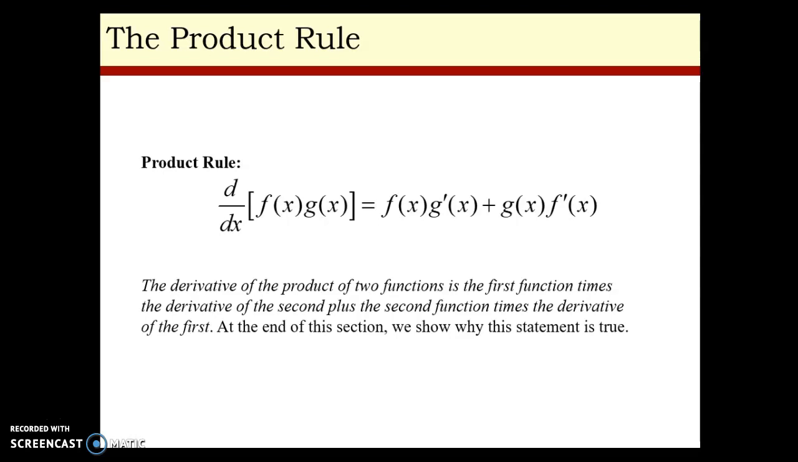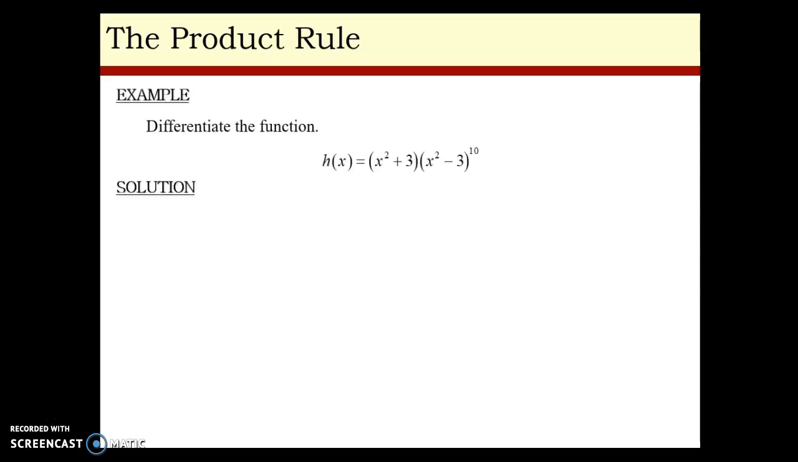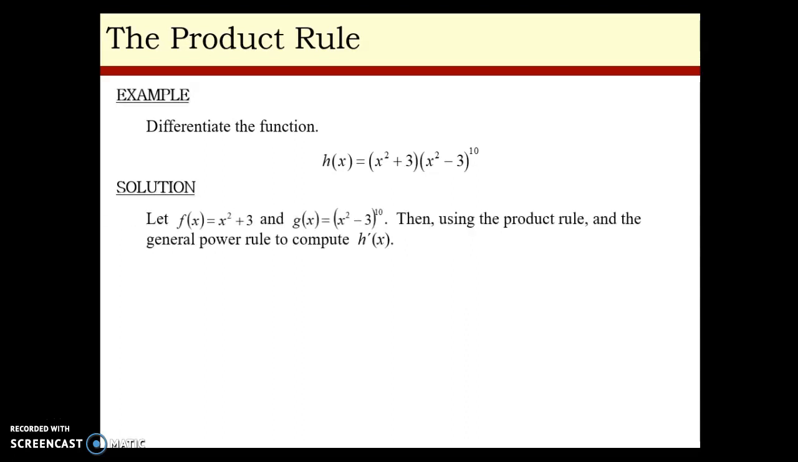So at the end of the section, we're going to have to show why this statement is true. So why the derivative of the rate of change is true for this product function. So you see they're multiplying it together. So differentiate this function, h of x equals x squared plus 3 times x squared minus 3 to the 10th power.